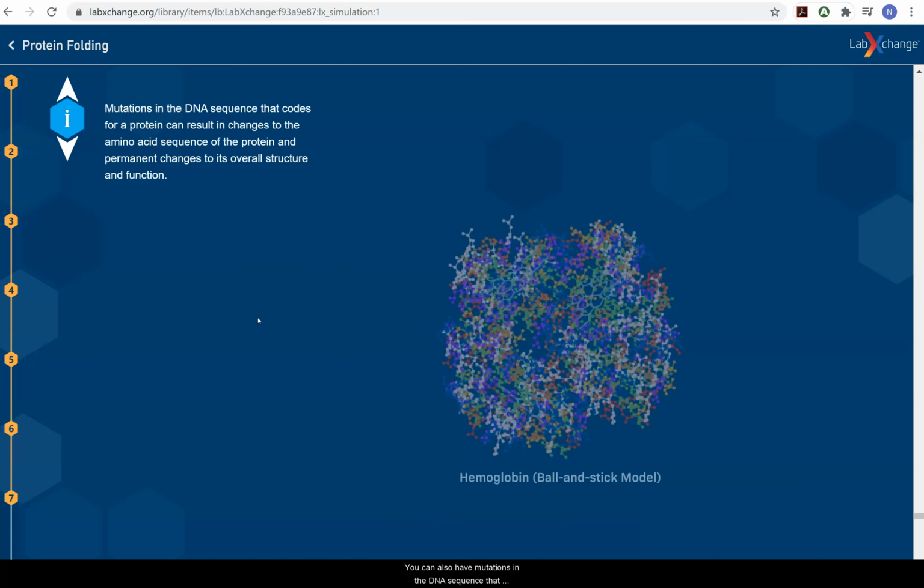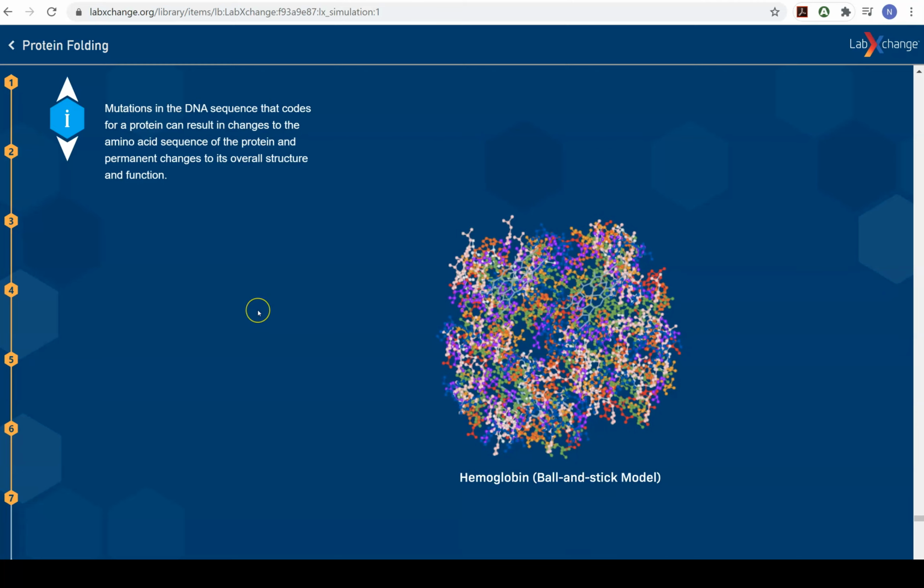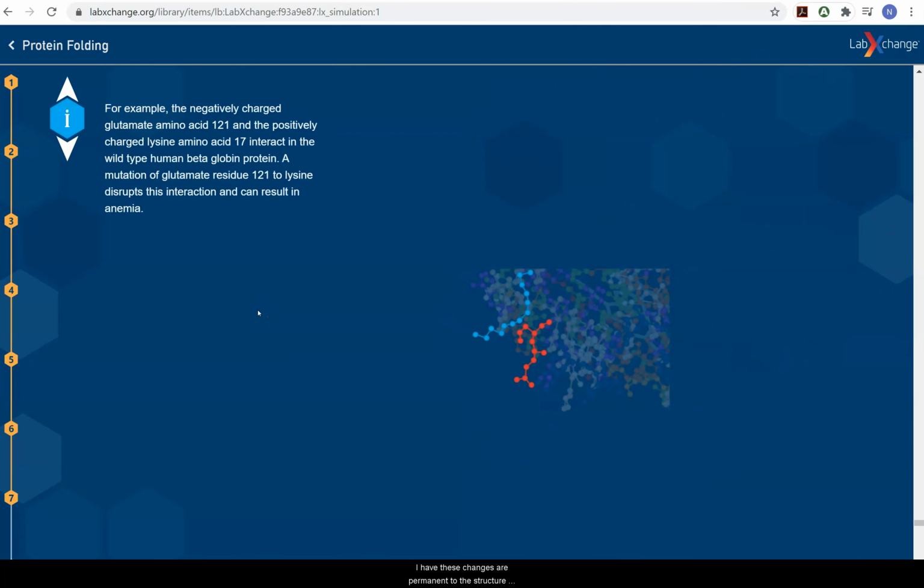So you can also have mutations in the DNA sequence that result in a change in the protein as well. These changes are permanent to the structure. One really well understood example is what happens to the mutation in this amino acid right here. So in a normal hemoglobin protein, the glutamate amino acid, number 121, which is this guy here in red, interacts with the positively charged amino acid lysine 17 to help fold the hemoglobin protein.